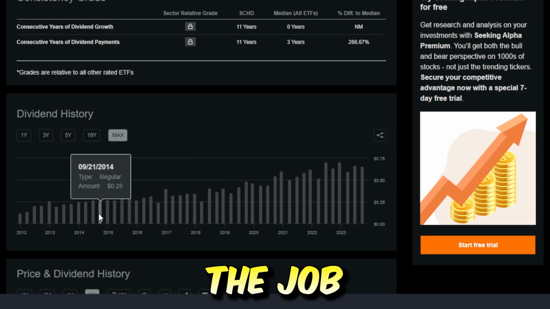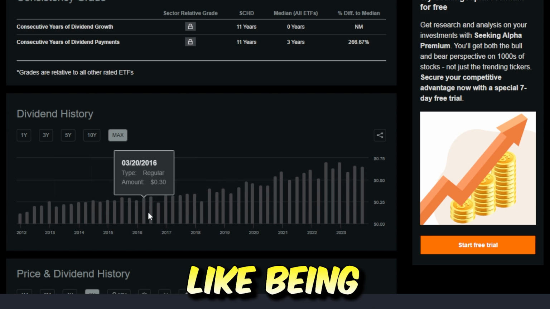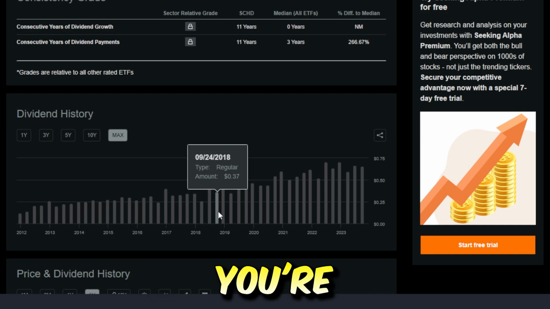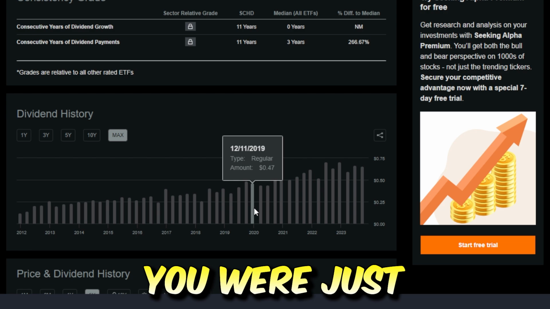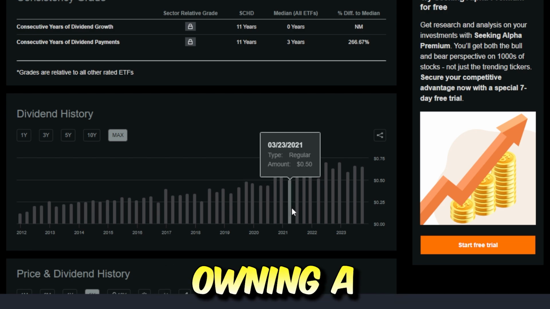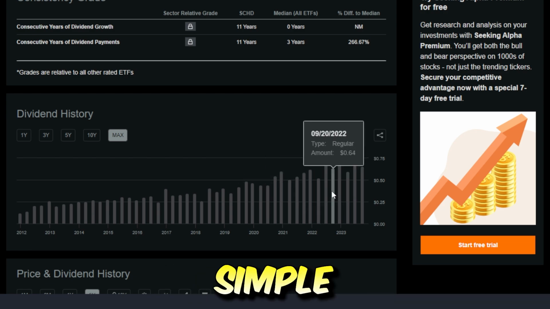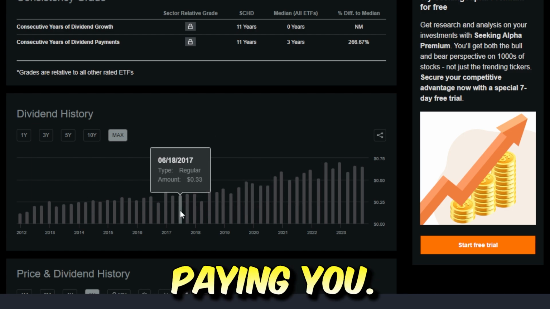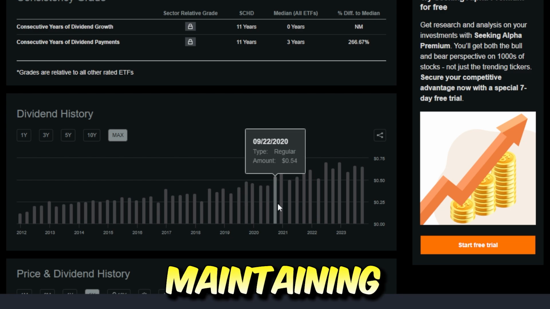Now, the reason I like to use the job example is because this is just like getting raises at your job. Only the difference is that you're not doing anything. You're not clocking in a single second. You are just owning an asset, owning a stock or owning an ETF. Again, for this simple example, it's the SCHD ETF. But you're owning something that is considerably paying you more and more over time just for maintaining ownership.